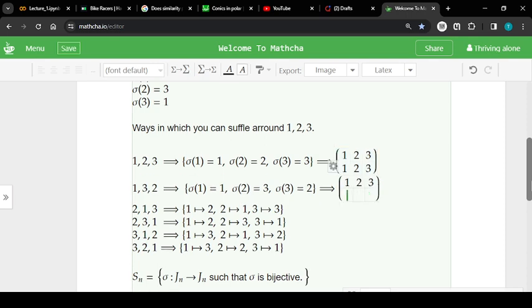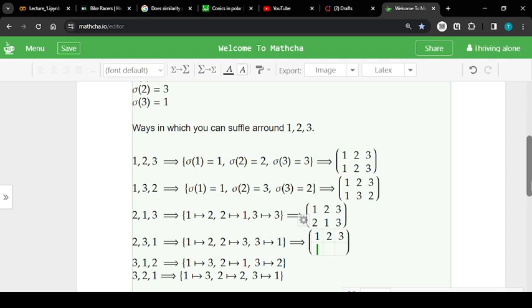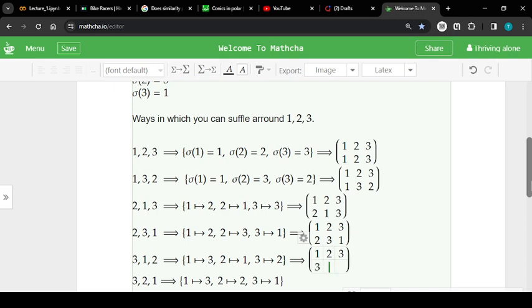Wait a minute. So 1, 2, 3, and now suppose you have shuffled around 1, 3, and 2, right? That's what you get. Your 1 is mapped to 2, 2 is mapped to 1, 3 is mapped to 3, and then again here 1 is mapped to 2, 2 is mapped to 3, 3 is mapped to 1. I hope it's clear. 1 is mapped to 3, 2 is mapped to 1, 3 is mapped to 2.